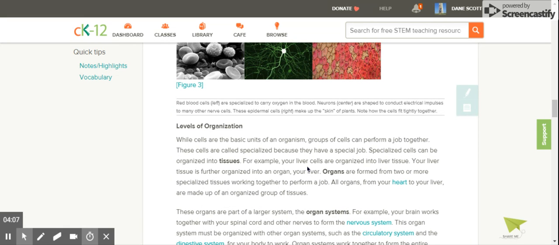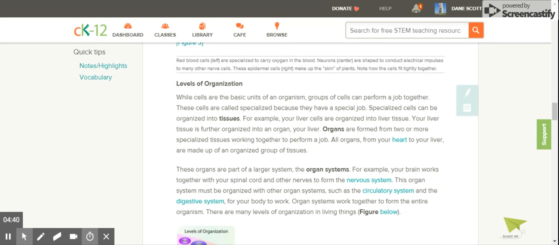Levels of organization. While cells are the basic units of an organism, groups of cells can perform a job together. These cells are called specialized because they have a special job. Specialized cells can be organized into tissues. For example, your liver cells are organized into liver tissue. Your liver tissue is further organized into an organ, your liver. Organs are formed from 2 or more specialized tissues working together to perform a job. All organs, from your heart to your liver, are made up of an organized group of tissues.